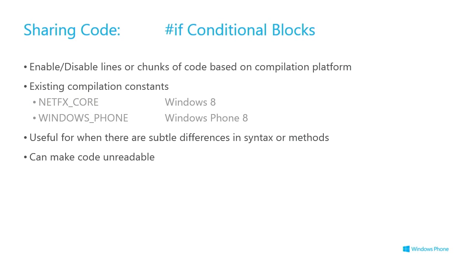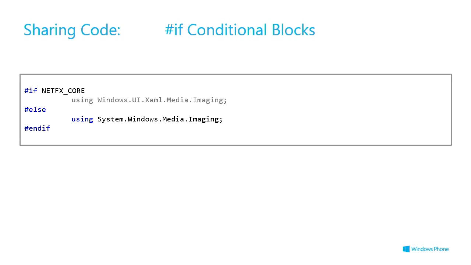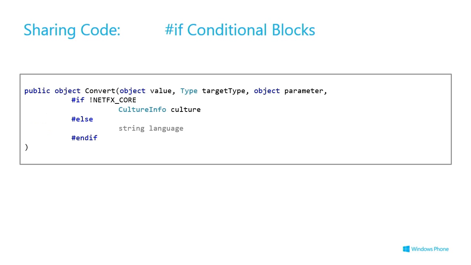By default, the new projects in Visual Studio are created with a compilation constant already defined: for Windows 8 apps it's netfx_core, and on Windows Phone 8 it's Windows_phone. So we can take advantage of these. You can add your own, of course, but these are the ones that are in by default. You can make use of these when there are subtle differences in syntax. So here's an example of using a hash if block, because there is a bitmap image object, I think, which is in different namespaces in Windows Phone 8 and Windows 8. So we can have a shared file that's referencing that and use hash ifs to change the namespace depending on which platform you're compiling it for.